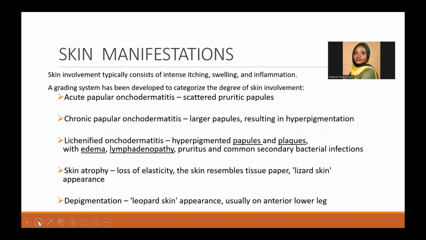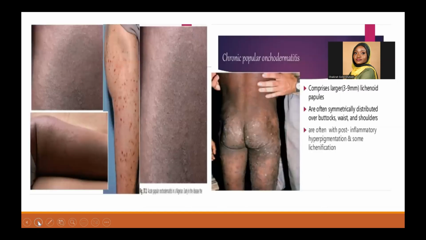Then there is something called the leopard skin appearance, where there is patchy loss of color. This is more common in us dark skinned people. So you observe that they have some white patches, particularly on the shin, the front of the legs. You see these white patches that look like what we call vitiligo, but it's not vitiligo.